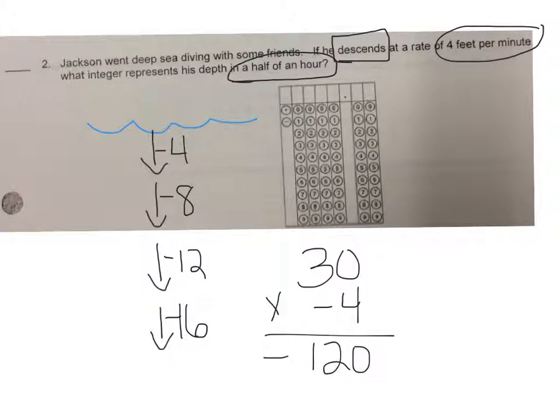Lots of people got this question wrong, though, because they did not bubble in the correct spots. 120 needs to be in the correct place value, and it was negative, so you had to bubble the negative.